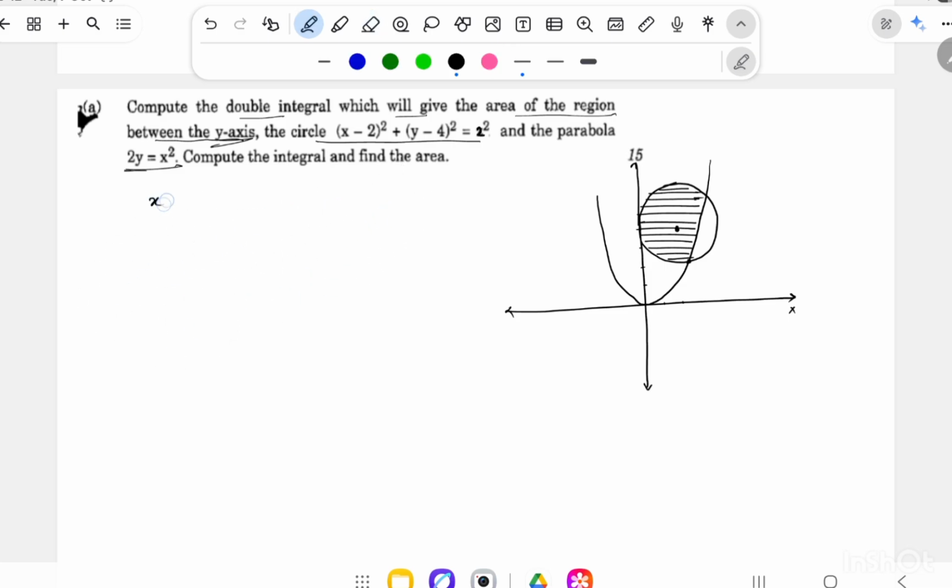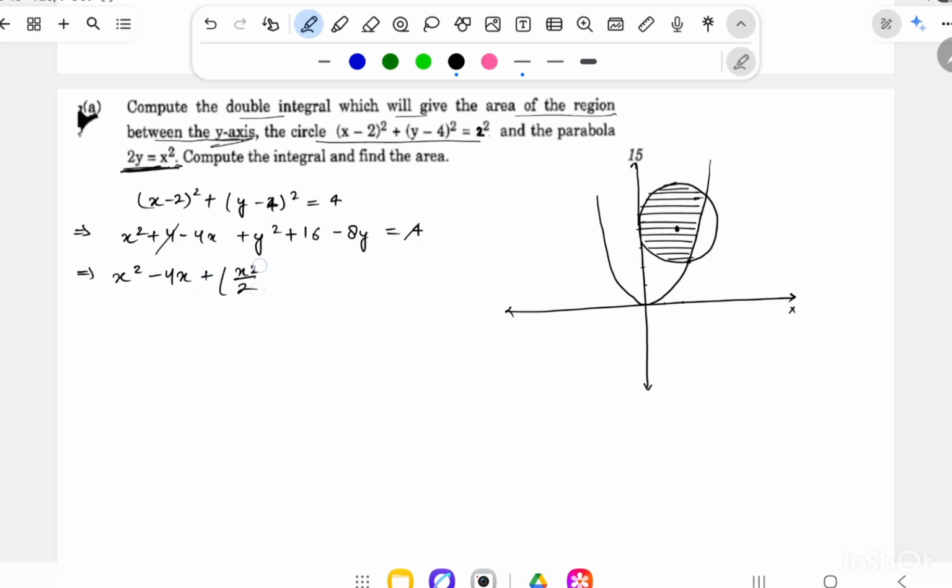So it will be (x minus 2) square plus (y minus 4) square, and y from the equation of parabola is x square by 2. So (y minus 4) square is equals to 4. Now if I just use (a minus b) whole square, it will be x square plus 4 minus 4x plus y square plus 4 square, that is 16, minus 8y is equals to 4. Now I can plug in the value of y from the equation of parabola. So that basically gives me x square minus 4x plus (x square by 2) square plus 16 minus 8 times x square by 2 equals to 0.